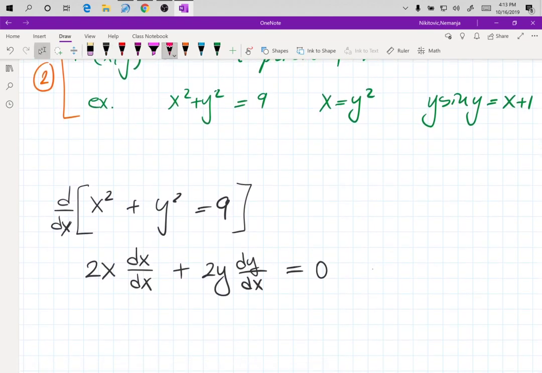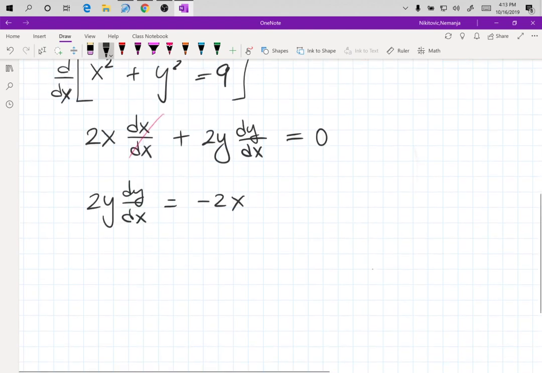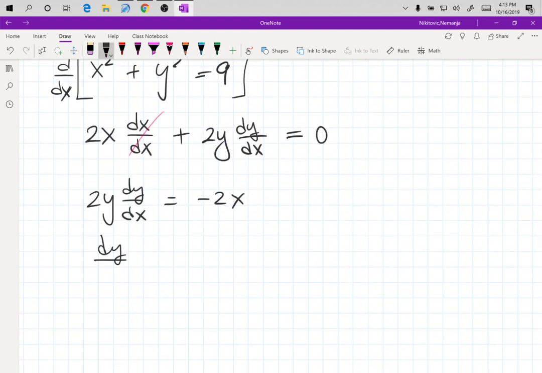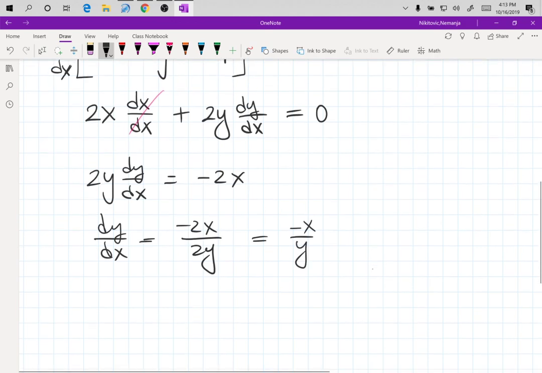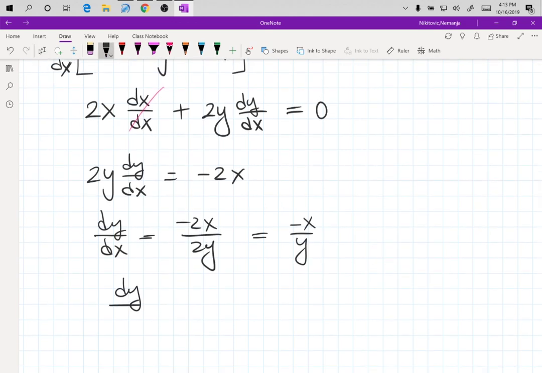Now dx over dx will cancel. No need to have that. And now you solve for dy dx. So 2y dy dx is equal to negative 2x. dy dx is equal to negative 2x over 2y. And that is equal to negative x over y. And there's your derivative. dy dx is equal to negative x over y.